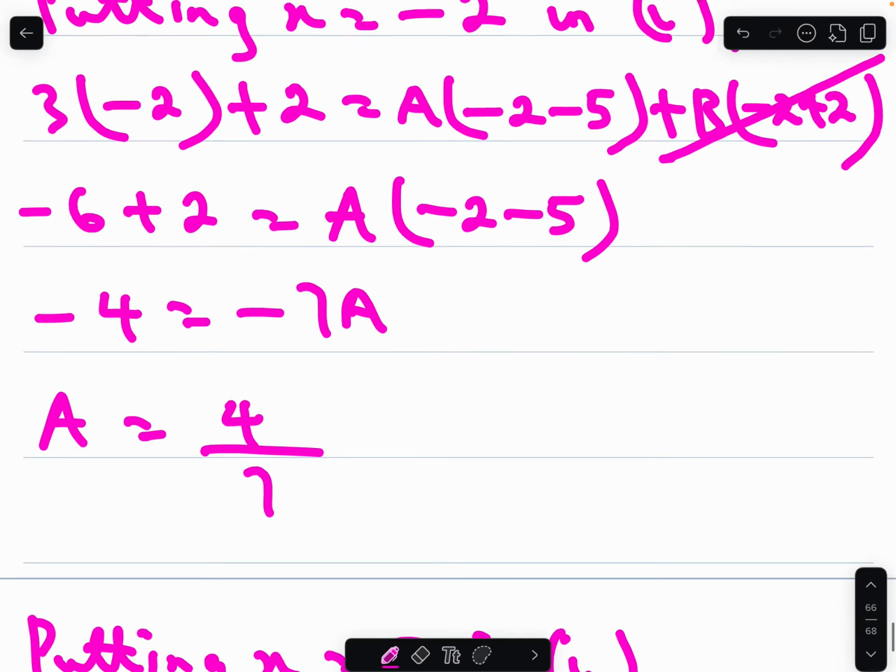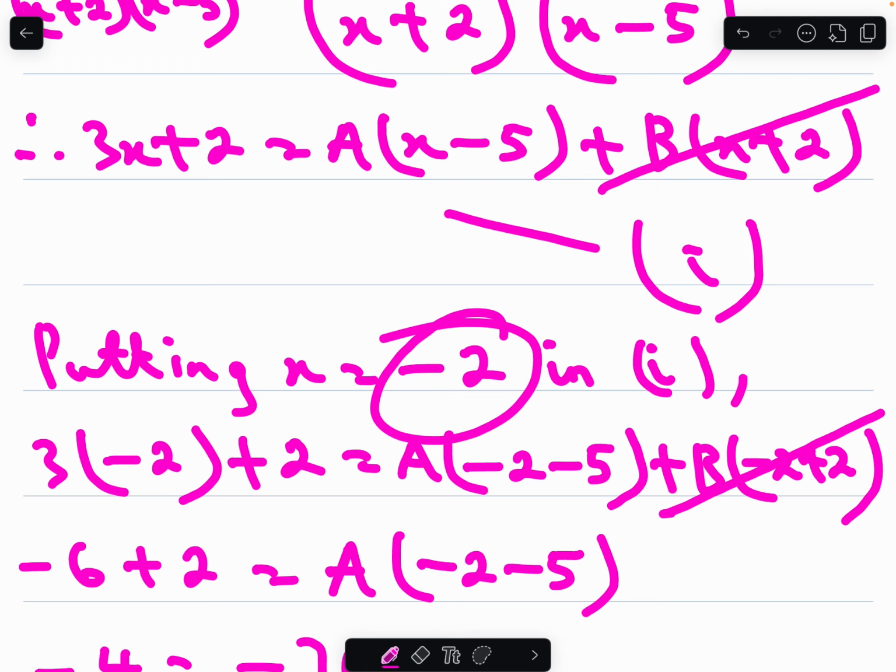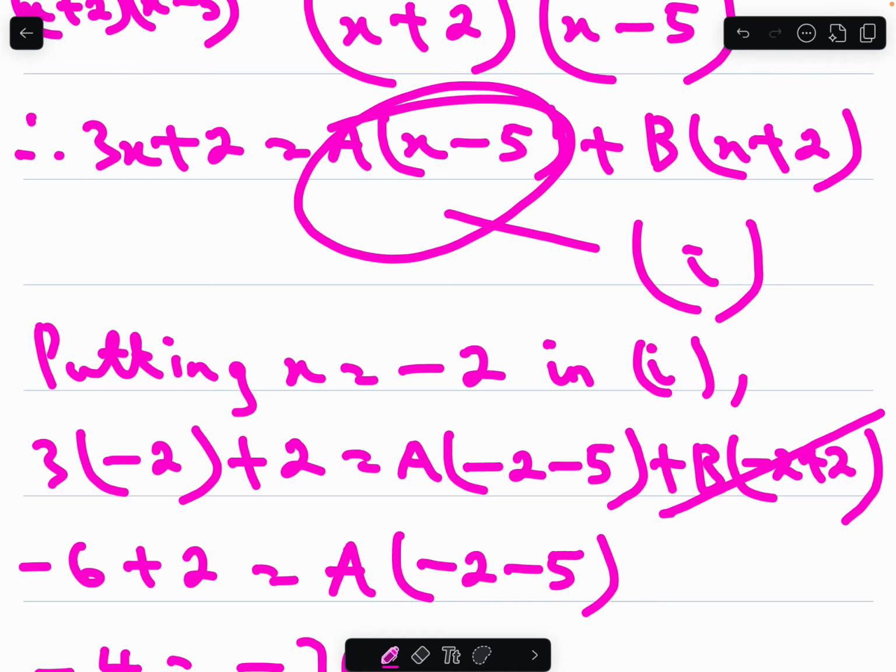This method of substituting a value for x to cancel all the unknowns and leave only one is called the cover-up method. We put x equals minus 2 to eliminate b and get a. So that method is called the cover-up method. And we put x equals 5 to eliminate a to get b.